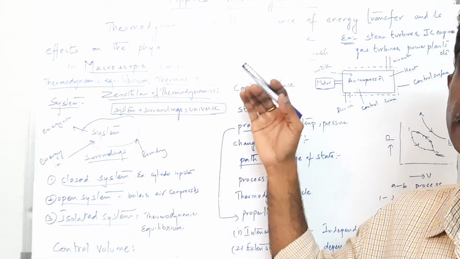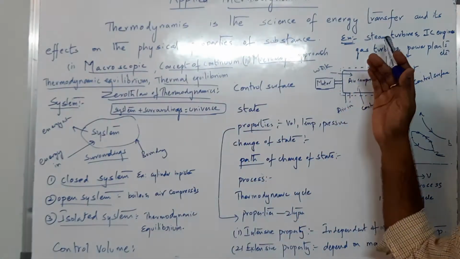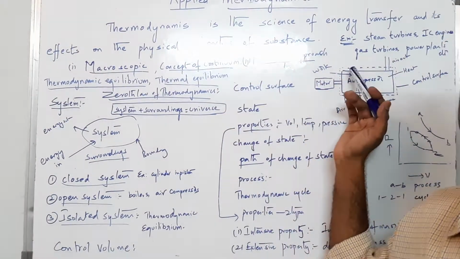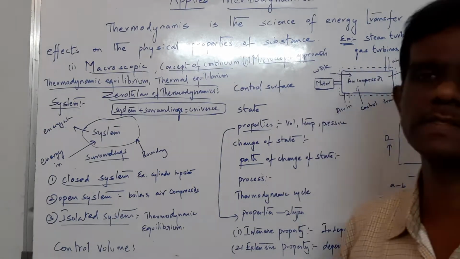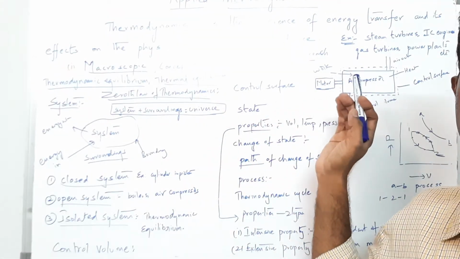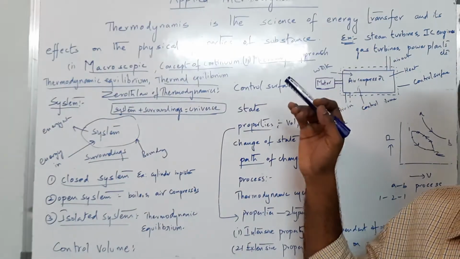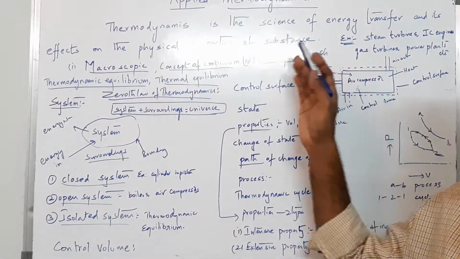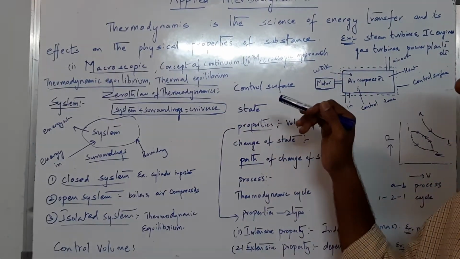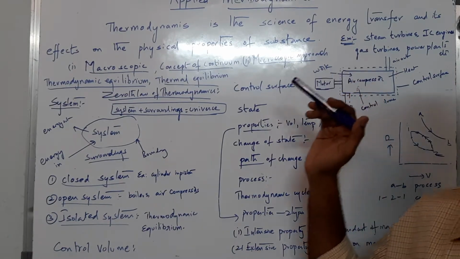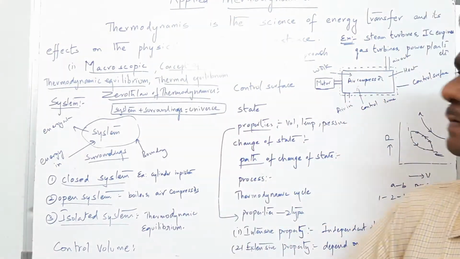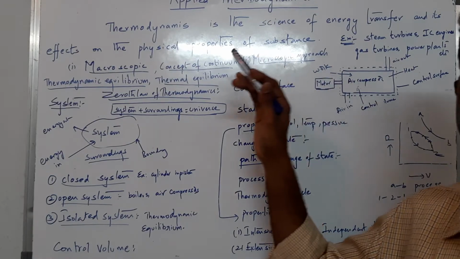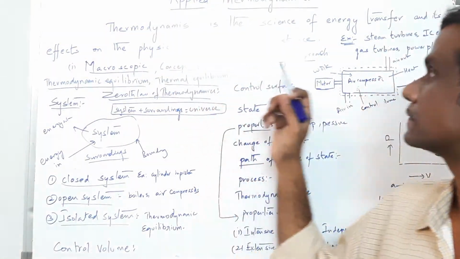By studying applied thermodynamics basics, you are going to study in detail how steam turbines work, IC engines and gas turbines, power plants, what the principles involved are, what the basic steps are, and how we get thermal power. These things we are going to study in your higher classes by using this basic applied thermodynamics. So it has a wide area. I told you in the previous class. Mainly, thermodynamics is the science of energy transfer and its effects on physical properties of substance.